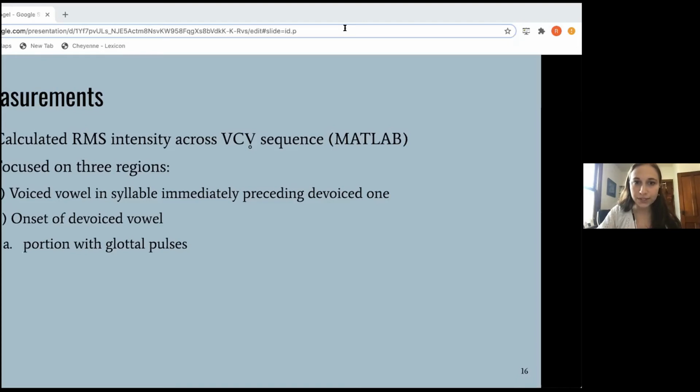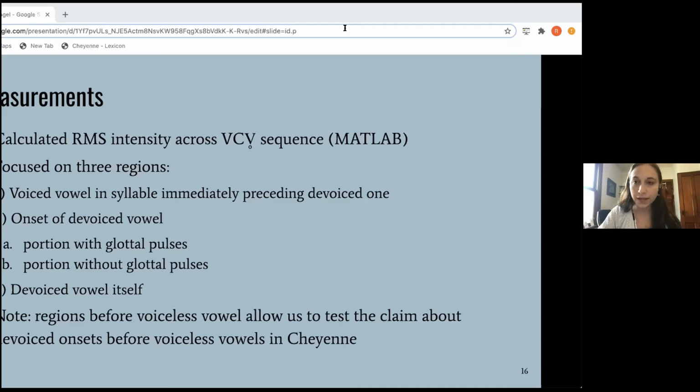So the first is the portion of the onset with glottal pulses, if there's some voicing during the onset. And the second is the portion without glottal pulses, if there's also some voicelessness during the onset. And the third main region was the devoiced vowel itself. And I just want to remind you that it was important to include the regions before the voiceless vowel because that allows us to test the claim about devoiced onsets before voiceless vowels in Cheyenne.